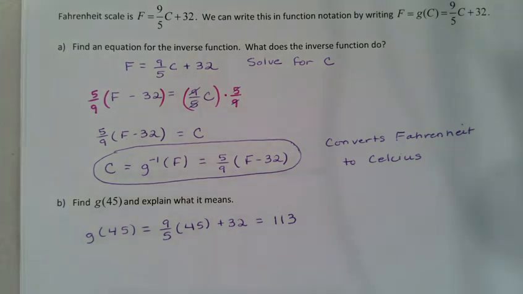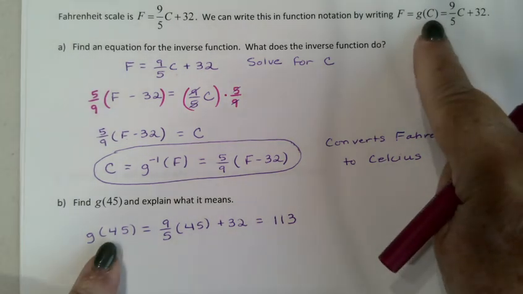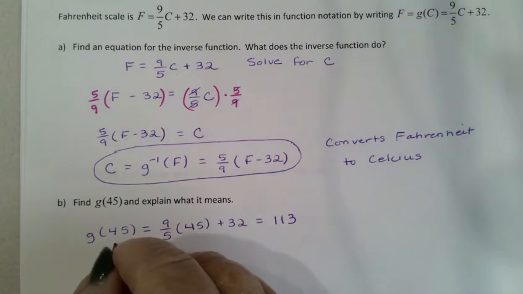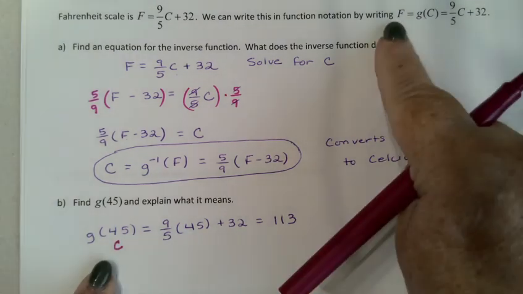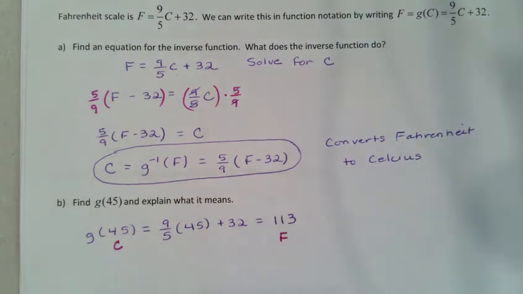Now remember, in the original function, the input was c. And the output's going to be f. So what we're really saying here, what this means, is that 45 degrees Celsius is the same as 113 degrees Fahrenheit.